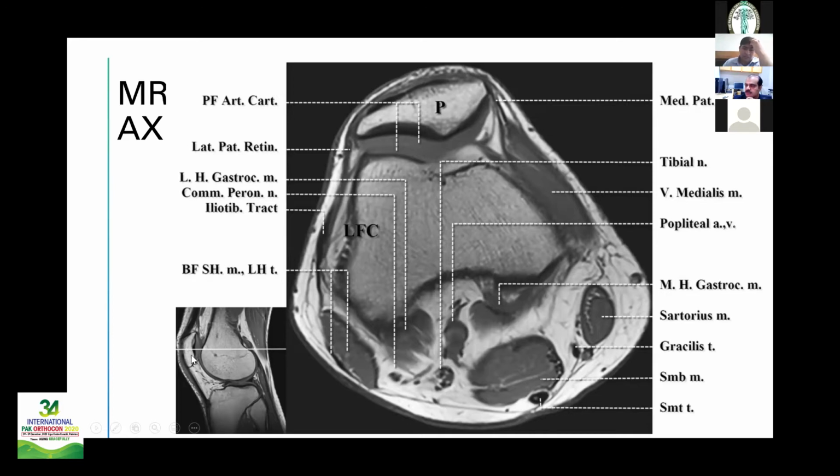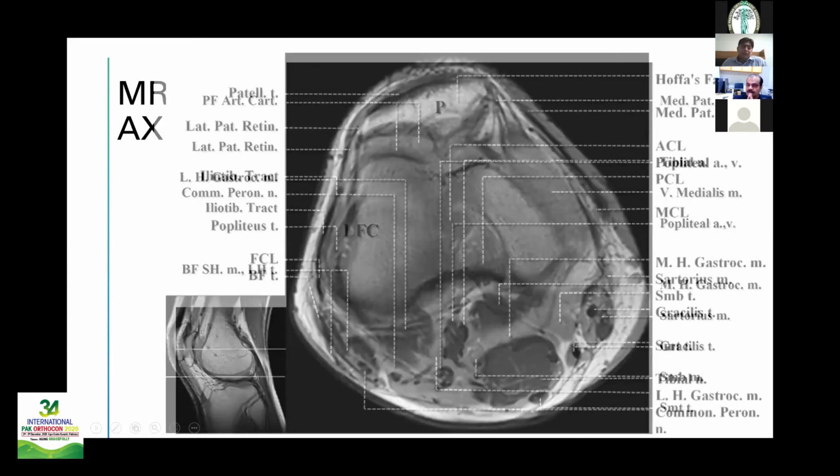This section is taken from the distal condyles as well. This was the level of this section. So these are the vastus muscles, then the popliteal fossa and the muscles around it. On the medial aspect, we have the pes anserinus muscles and tendons. And on the right, we have biceps femoris, which attaches alongside the iliotibial tract.